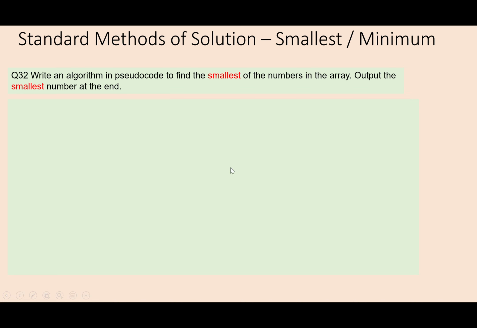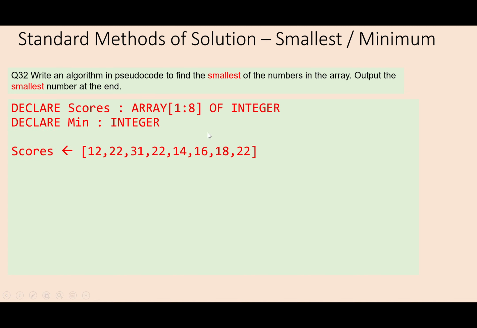We're going to find the smallest, minimum, or min. So write an algorithm in pseudocode to find the smallest of the numbers in the array, and output the smallest number at the end. So we've got our array, we've declared it, we've declared our variable min that we're going to use, and notice this time, when you're trying to find the smallest number, you set min to be a really big number, and then what it means is we know that the first number will definitely be the smallest one. So we want the first number in our array to become the smallest number, and then we'll keep comparing it with the others. So for I is going to be 1 to the length of scores.